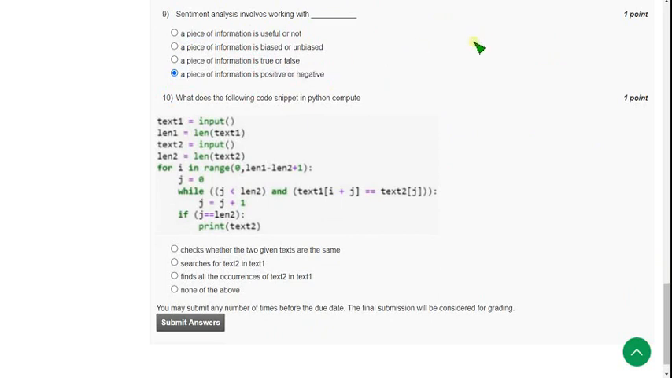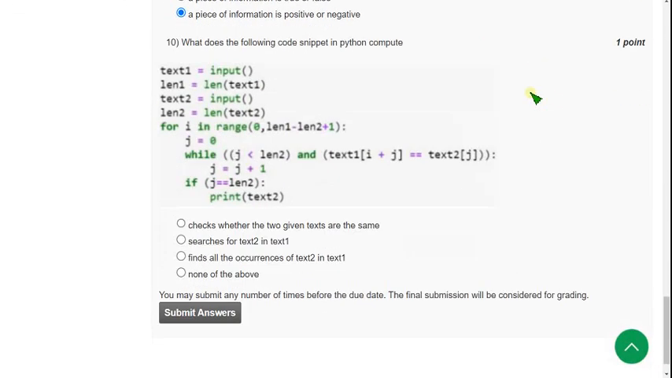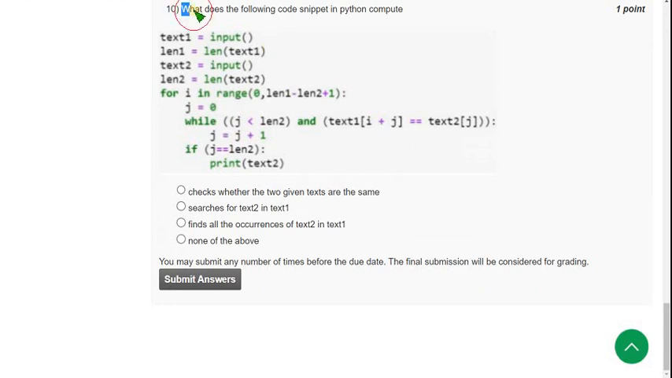And moving on to the final question of the assignment, the 10th question. What does the following code snippet in Python compute? So they are asking indirectly what the output of the following program represents. So it represents option C, find all the occurrences of text 2 in text 1. That is third option. So friends, these are the solutions for week 7 quiz assignment.